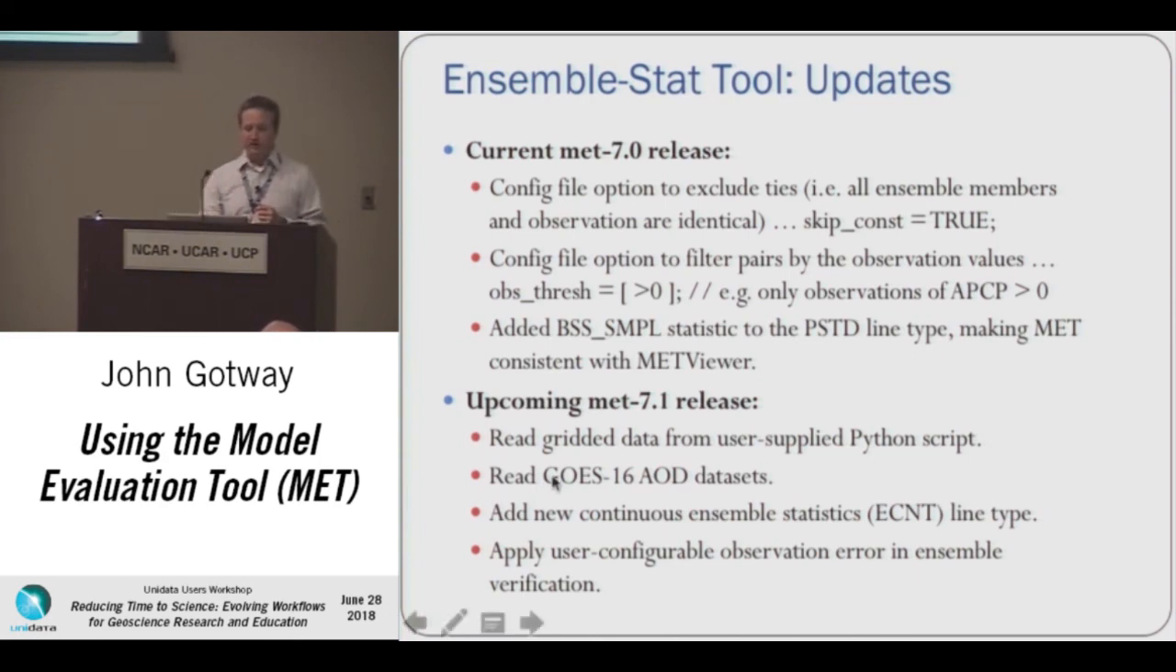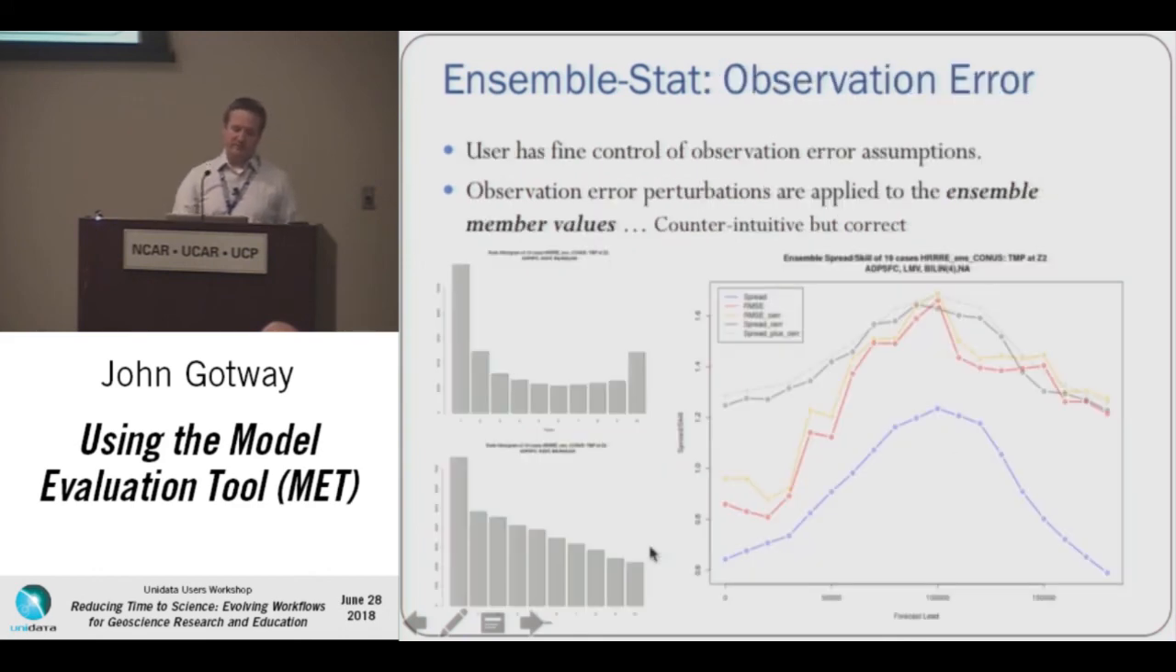We're working on reading GOES-16 AOD data sets for a group at NOAA. We've added this new ensemble continuous statistics line type, and one big impact for Ensemble-Stat is the use of observation error when doing ensemble verification. So this was hot off the press. Yesterday I've been collaborating with Jeff Beck, who works over at NOAA GSD here in town, and he's testing a beta release of version 7.1 to make sure it's doing what we expect.